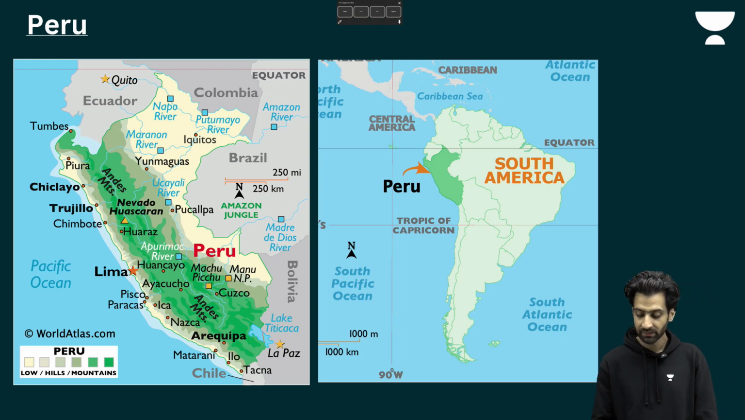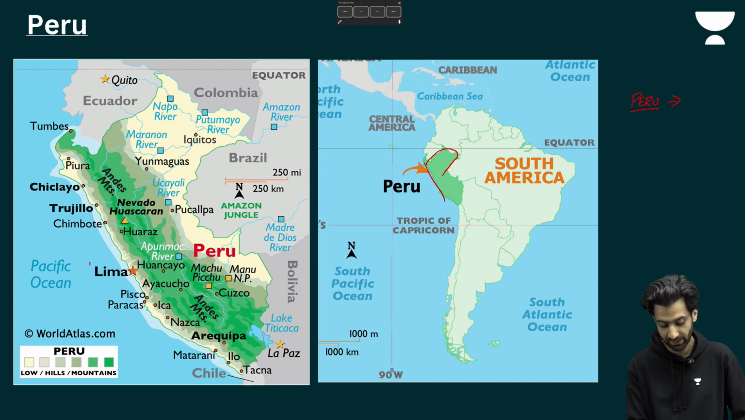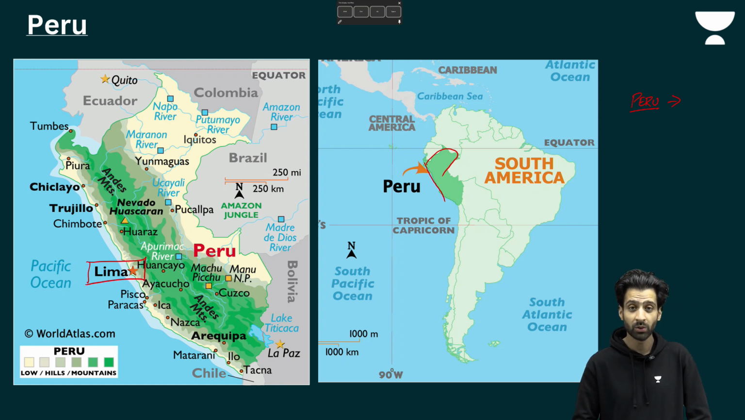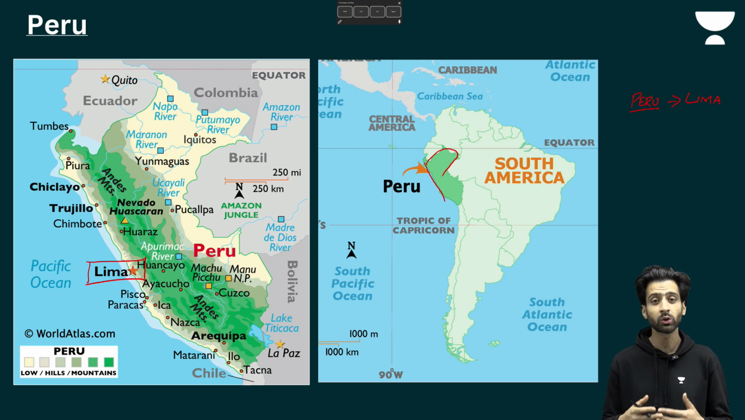Coming to our next country, Peru. You can see, if you look at the map, it's P-shaped here. P-shaped, Peru. P-E-R-U, Peru. Here the capital is Lima. The capital of Peru is Lima. Don't forget what I am teaching you. Memorize everything. This is going to help you in the exams. If you are good in maps, your answers will automatically get better.